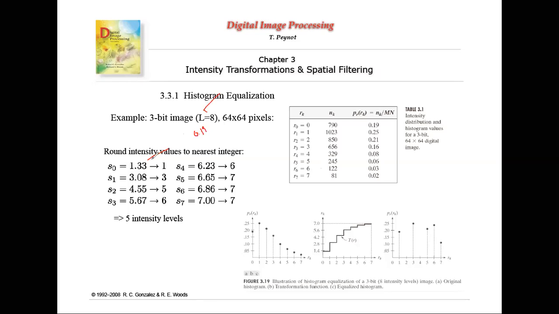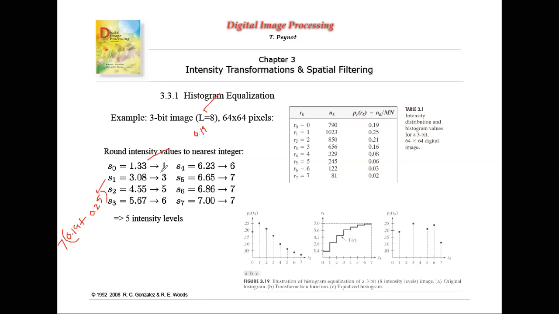So 0.19 into 8 is 1.33. What is this number S1, by the way? How is it got? It is 0.19 plus the next intensity, right? S1 is the 0th intensity plus the first intensity, 0.25. Now this is multiplied by 8 or 7? Somebody multiplied by 8, it should be multiplied by 7. There is a usual mistake everybody makes. L is equal to 8, but this shall be multiplied by 7.